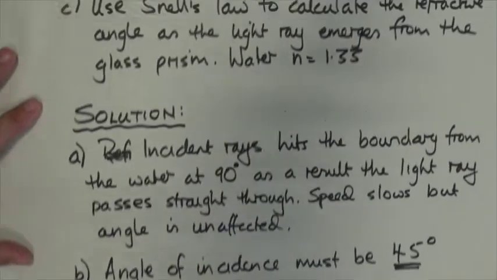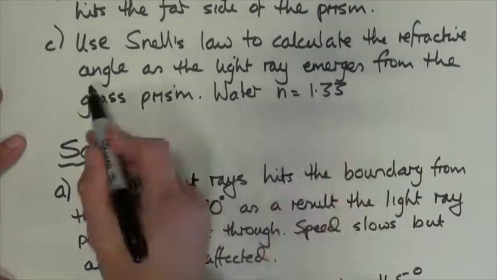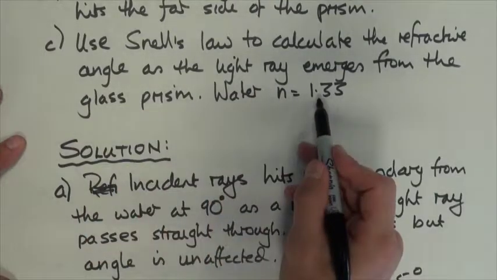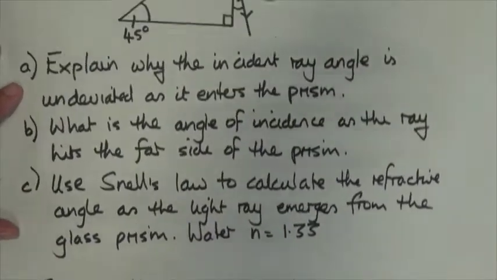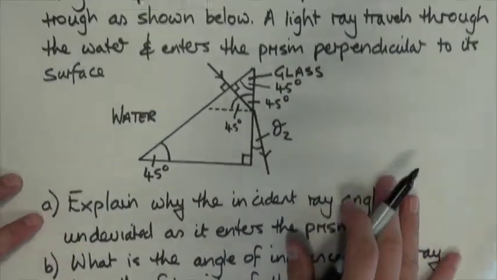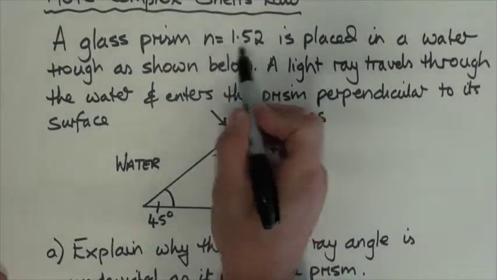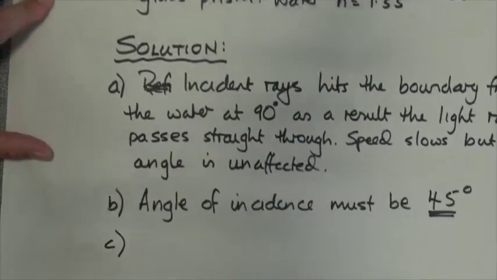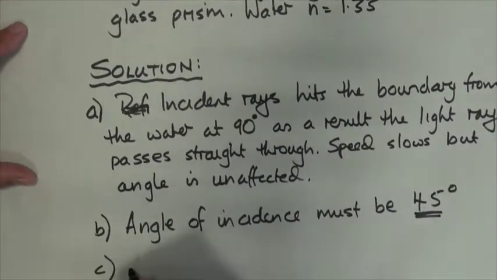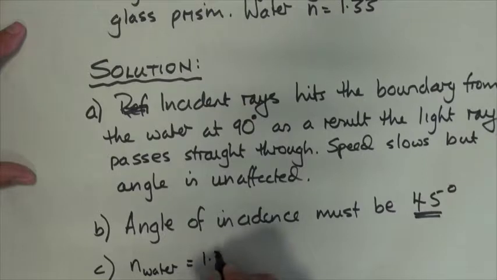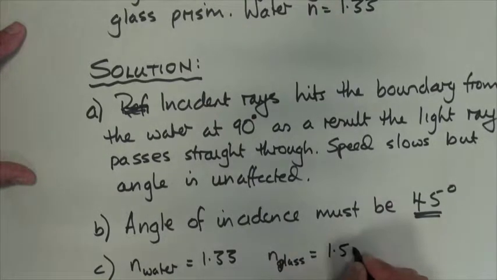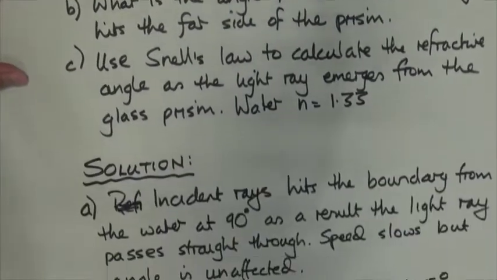Okay, so let's look at the question. We're going to use Snell's law to calculate the refractive angle of the ray as it comes out of the glass prism, noting that the water's refractive index is 1.33. The glass prism is 1.52. So let's put down what we know. We know the water's refractive index is 1.33. The refractive index of the glass is going to be 1.52.